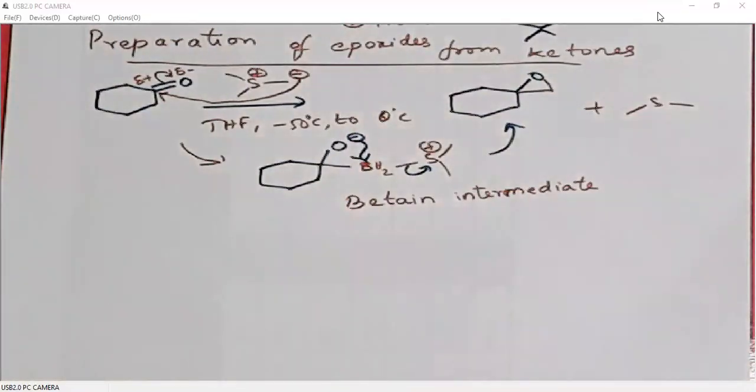I'll give you the preparation of this dimethyl sulfonium methylide.